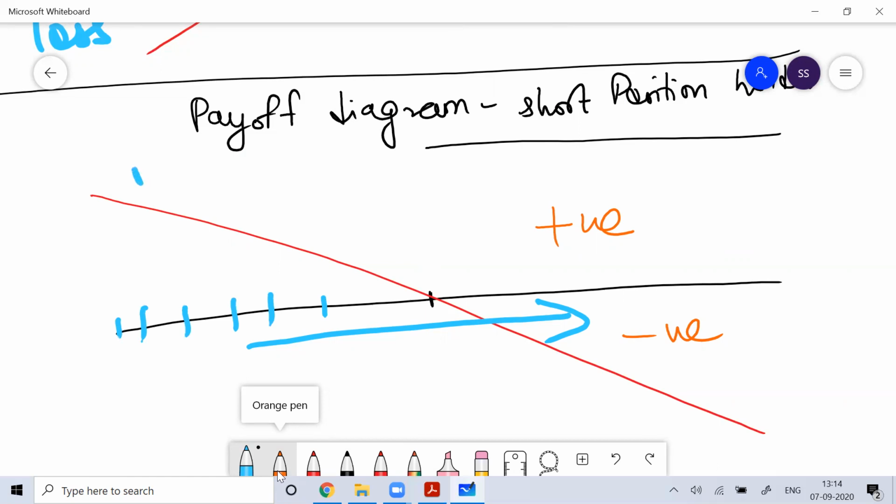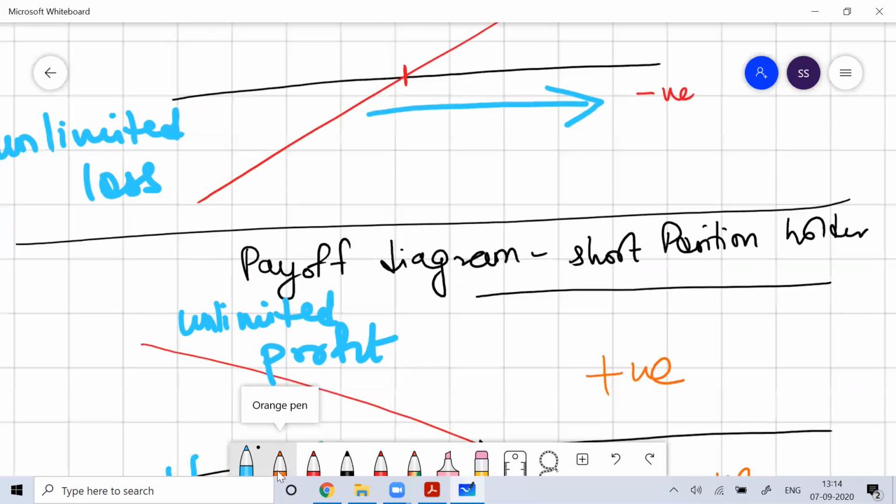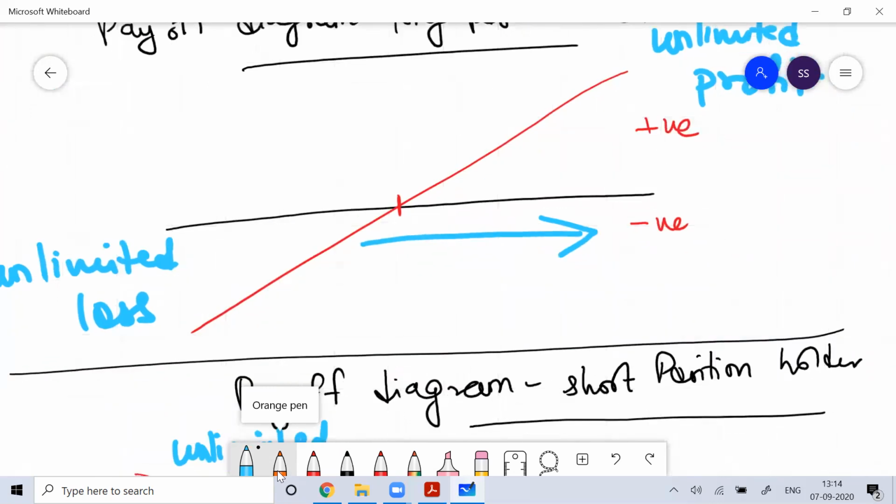So there's a possibility of unlimited profit and a possibility of unlimited loss. It doesn't matter whether you talk about a futures contract or a forward contract.